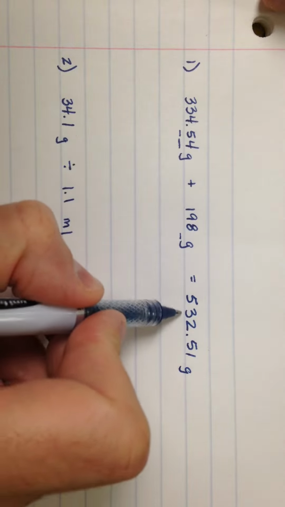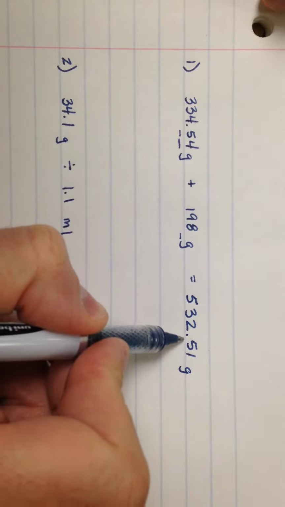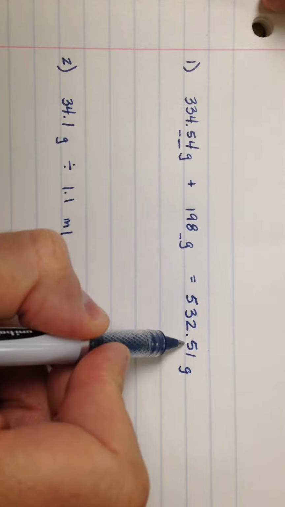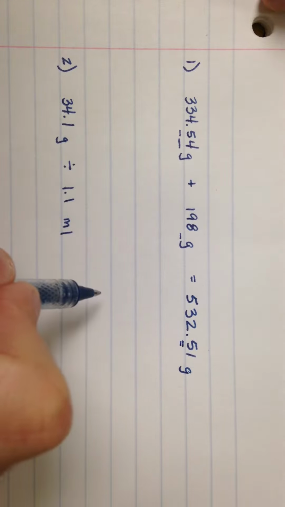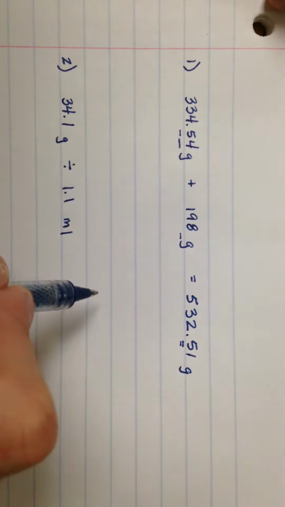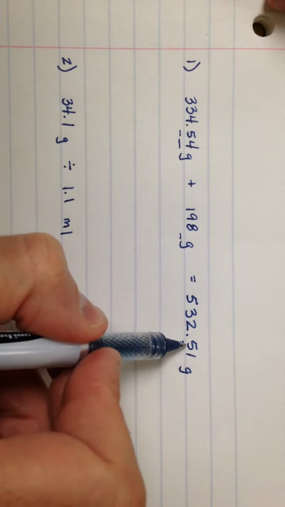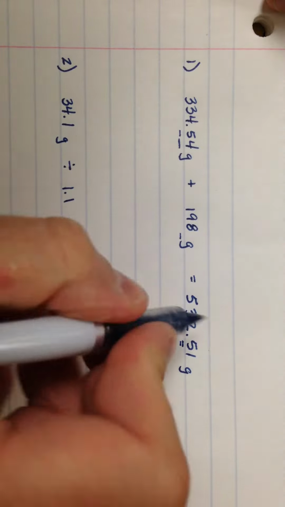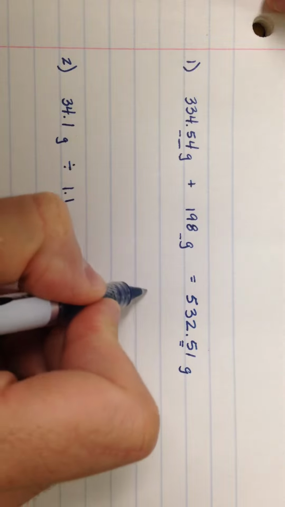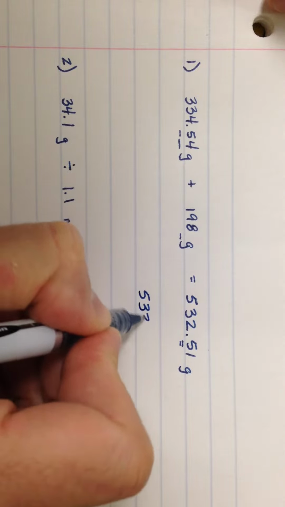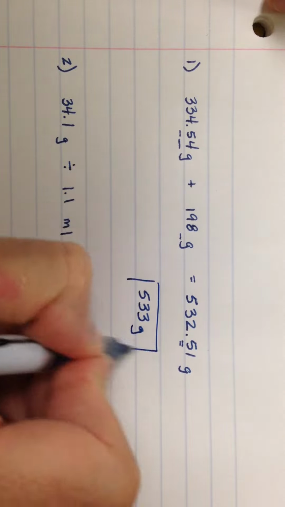So I'm going to keep the hundreds, tens, and ones place, and I'm going to round the ones place using this first decimal, because I'm going to round my answer to 0 decimal places. This is a 5, which means I'm going to round the preceding number up. So I'm going to round this to 533 grams.